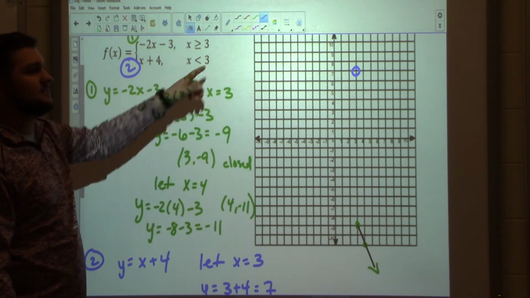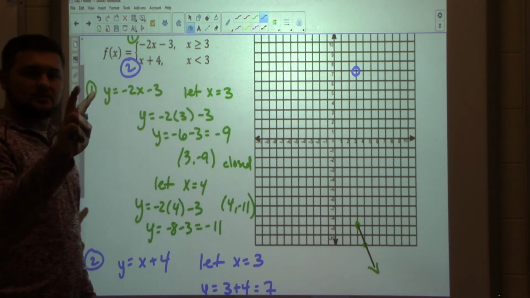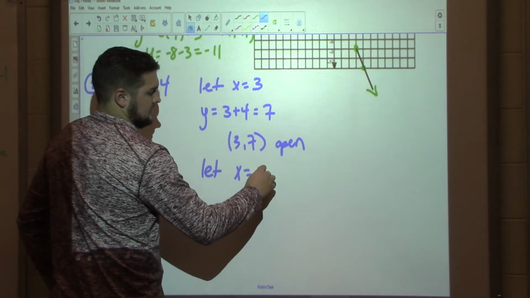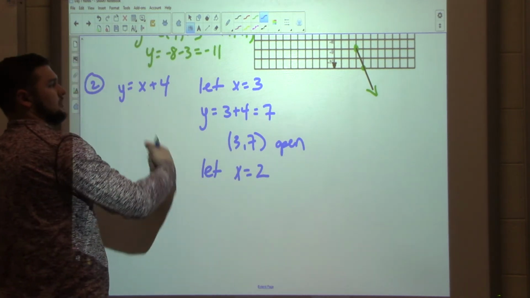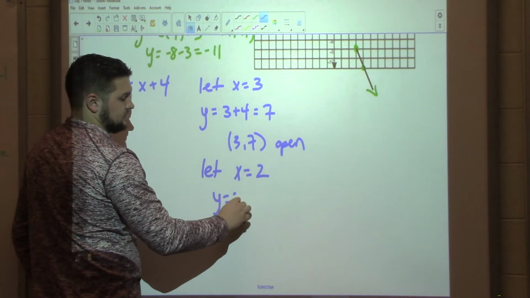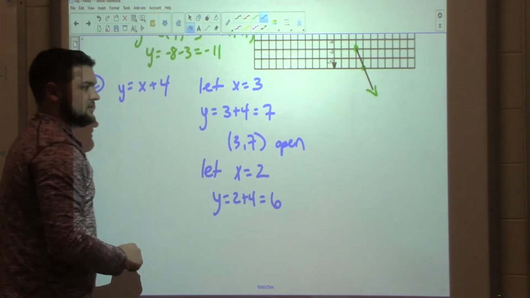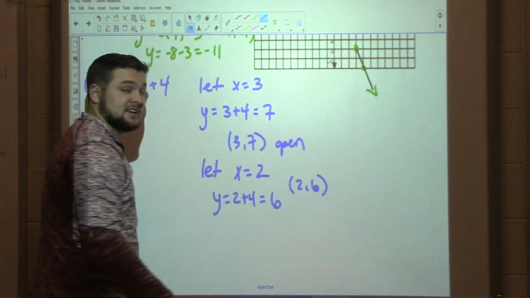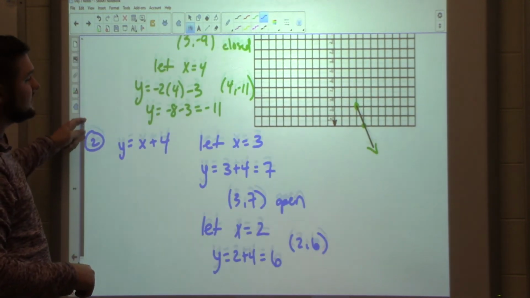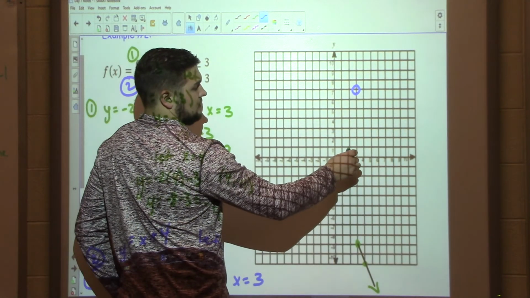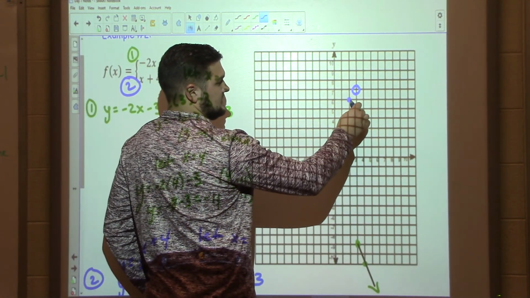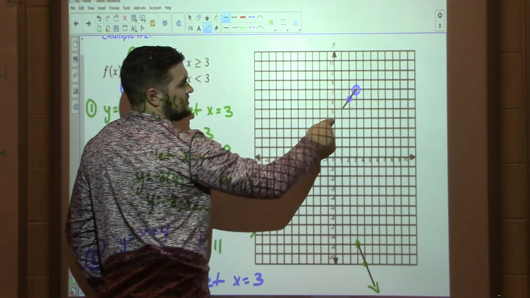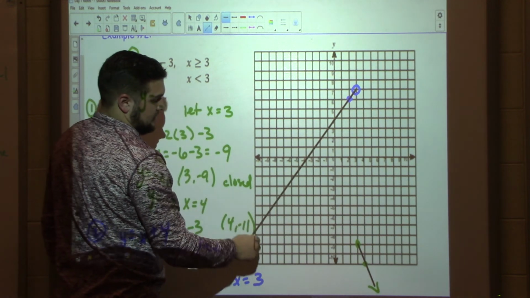And I need to pick one more, a second point to find my direction. I know that x has to be less than 3. Well, less than 3 would be 2. So I'm going to let x equal 2. Take 2, plug it in to find your y. Y equals 2 plus 4, which is 6. So, at 2, 6, I have my second point. It's going to show me what direction to draw my line. So 2, 1, 2, 3, 4, 5, 6. My second point. Now that I have my direction, take my straight edge, draw my line through that point.